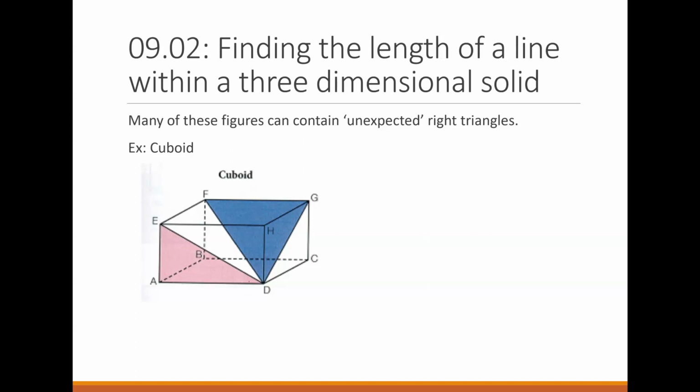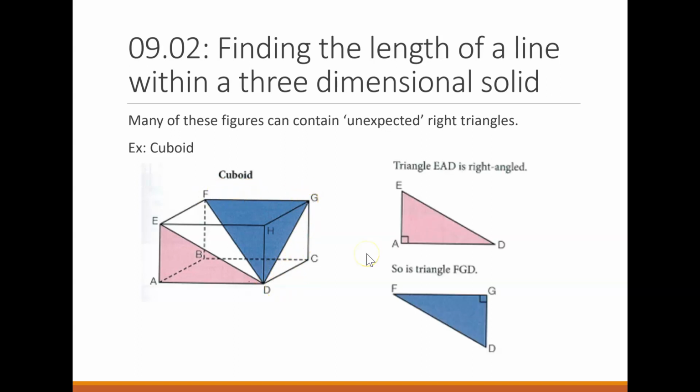What is the right angle? It's G. The reason I know that G is a right angle is the side GD is inside of this face on the right side of the cuboid, and the side FG is like the height, and I know the heights are perpendicular to the faces, so FG and GD must be perpendicular to one another.